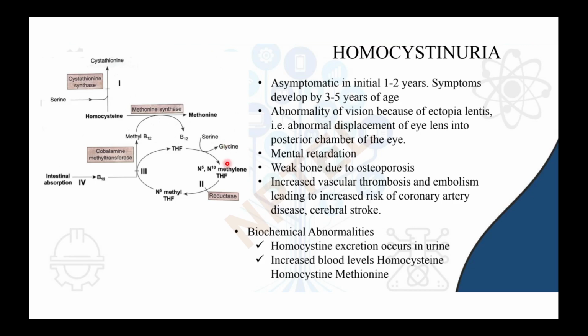And then there is increased vascular thrombosis and embolism leading to increased risk of coronary artery disease, cerebral stroke, etc. And the biochemical abnormalities, as I told you, are homocysteine excretion in the urine and increased homocysteine levels in the blood.